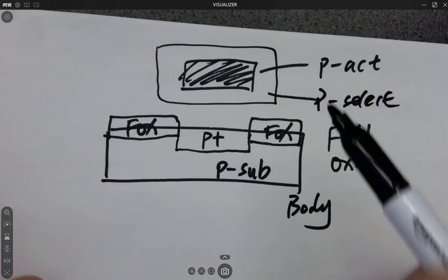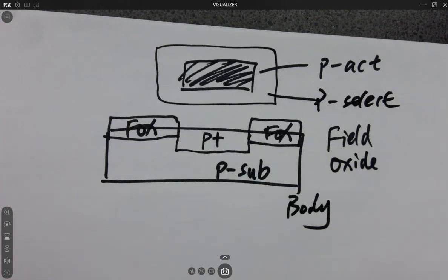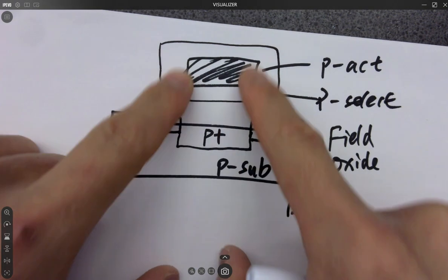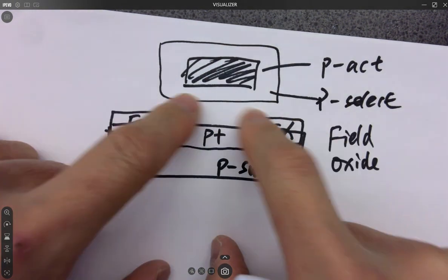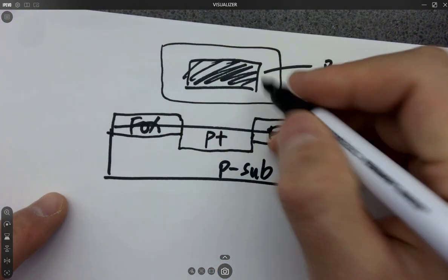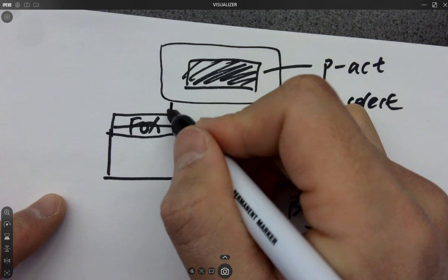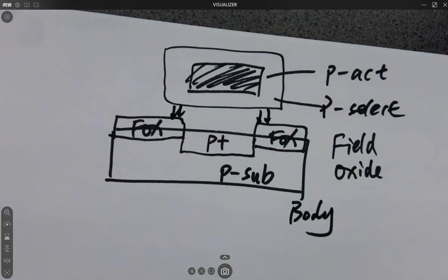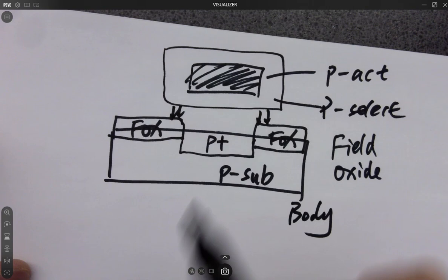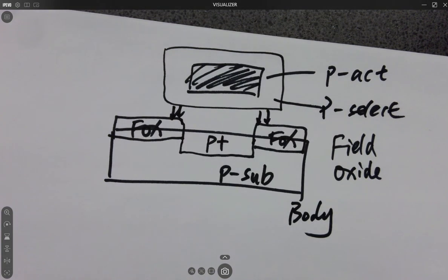Why? Because the P select is a window to deposit that P plus material into that opening. But there will be a misalignment issue, so that's why you make this box bigger. So I have a bigger window, even though some material will be deposited on the FOX layer, it doesn't matter. Nobody cares. It's just an insulator. But eventually, we want to guarantee that all this opening has P plus material diffused into it. Okay, that's the goal. Is that clear for this kind of technology?